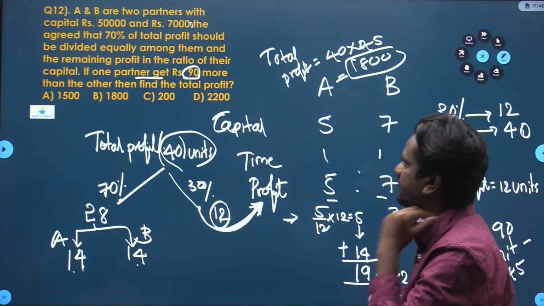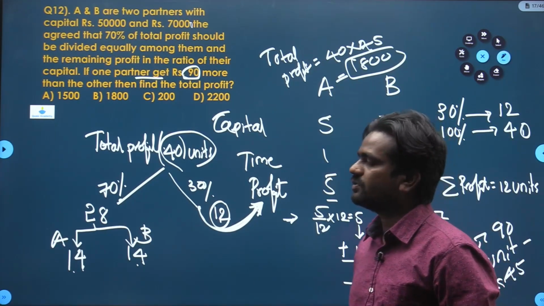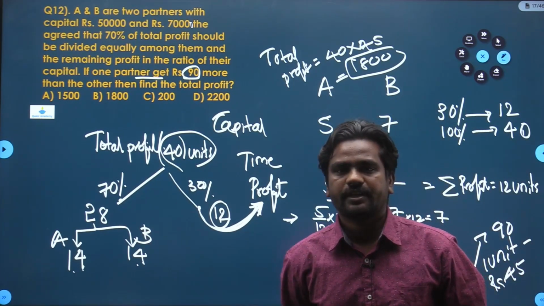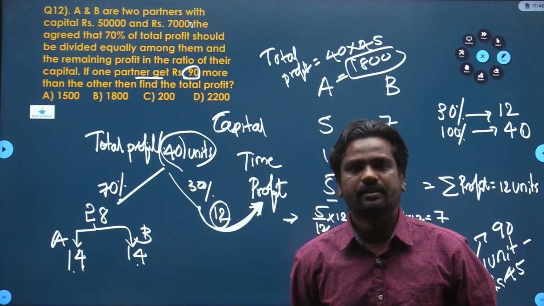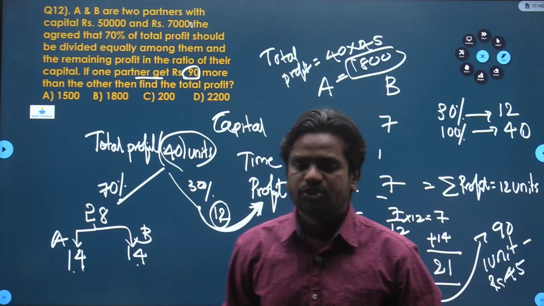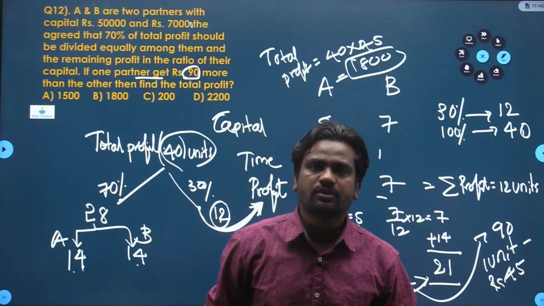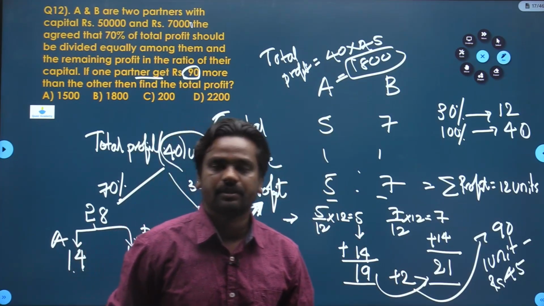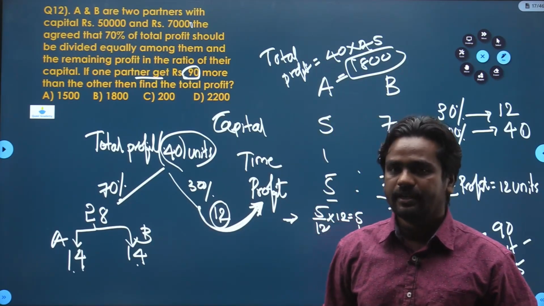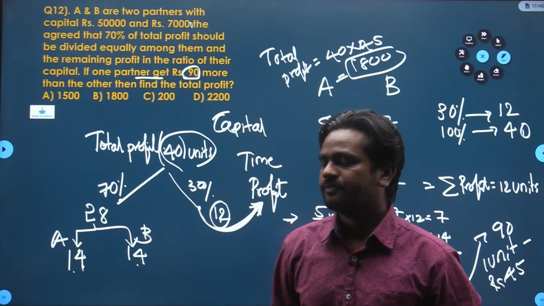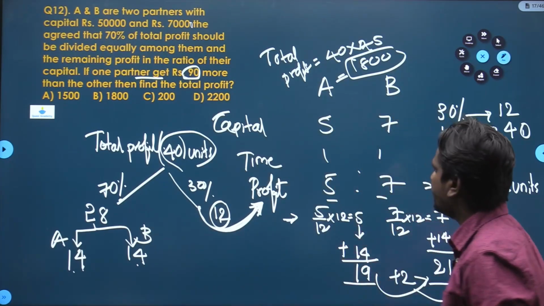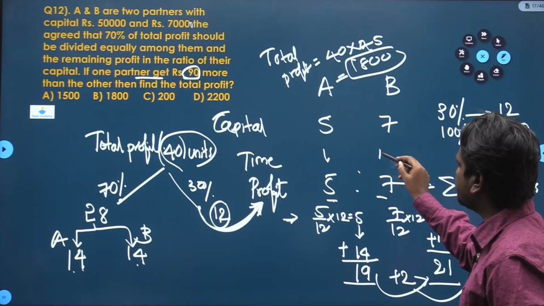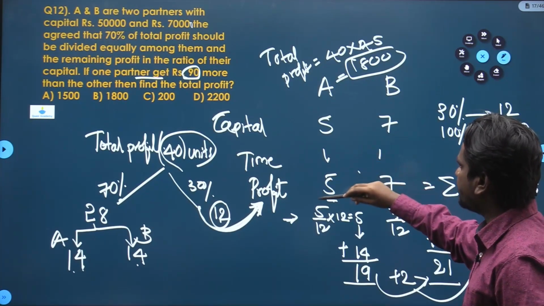In this question, they are giving that out of 100 percent profit, 70 percent is divided equally between A and B, and 30 percent is shared by A and B based on their profit ratio. The profit ratio is nothing but the capital ratio because the time periods are the same for them.